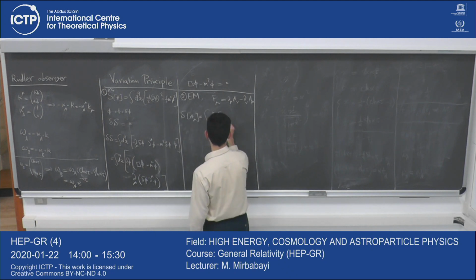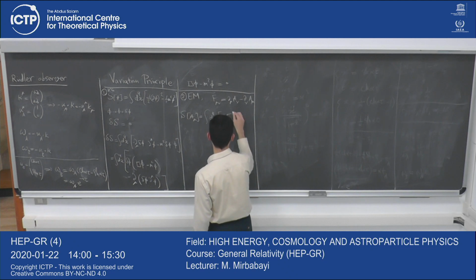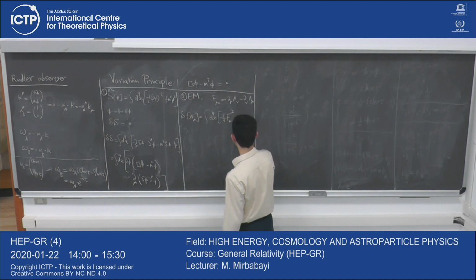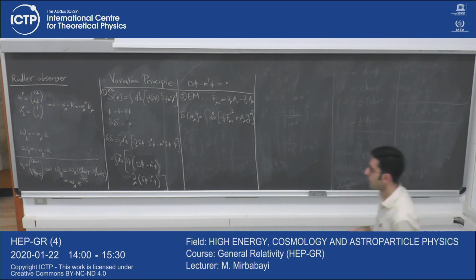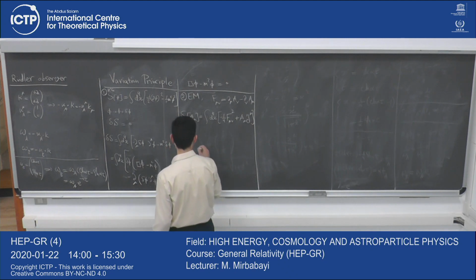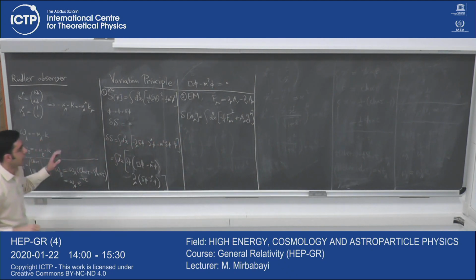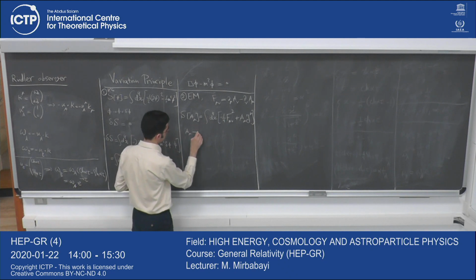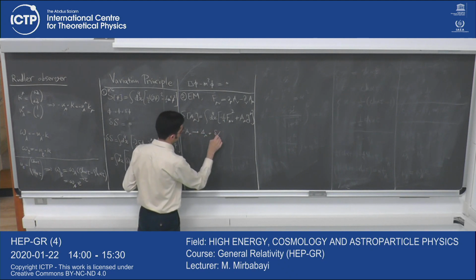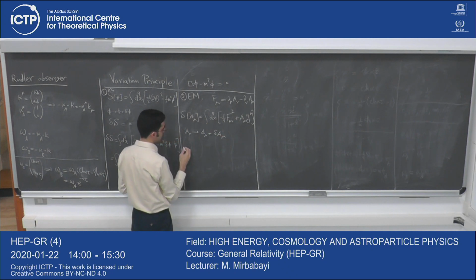So what does this action look like? Again, I'm sure you have seen it before. It is minus 1/4 F_μν² plus A_μ J^μ, where J^μ is the electromagnetic current. And again, we follow the same rule. If we vary the action, if we change A_μ by some arbitrary localized variation, we want δS to be 0.